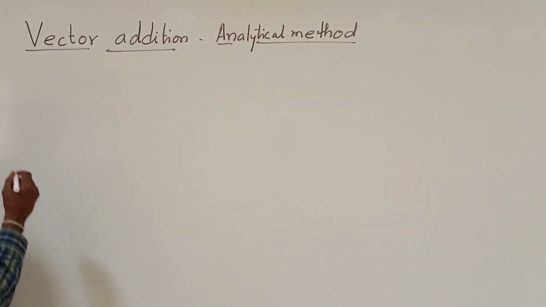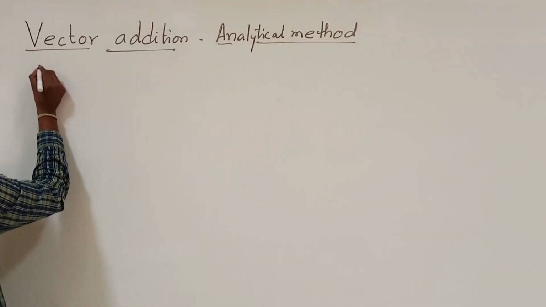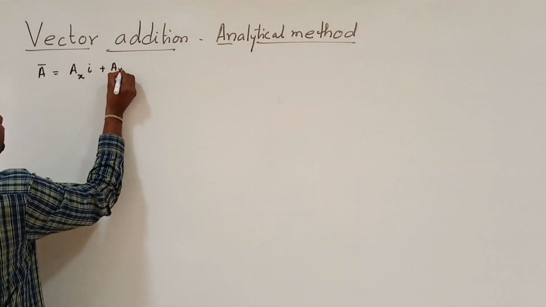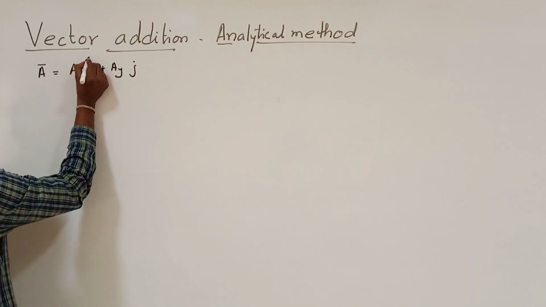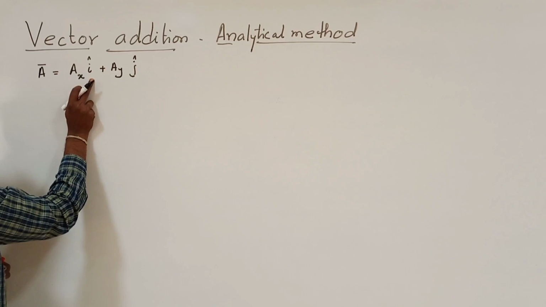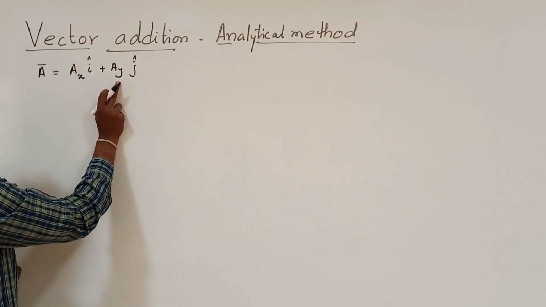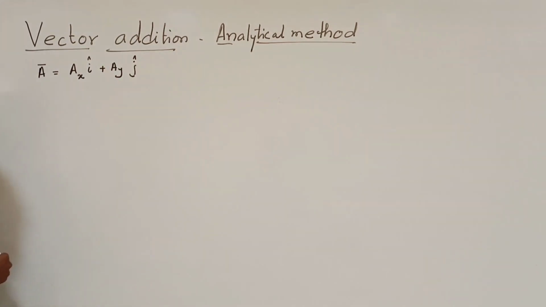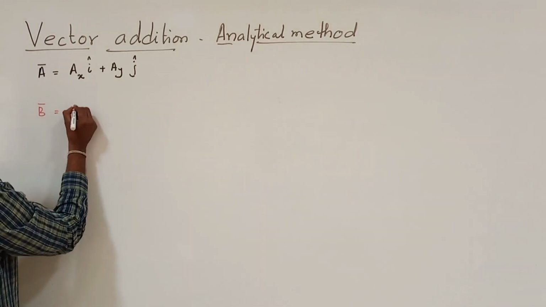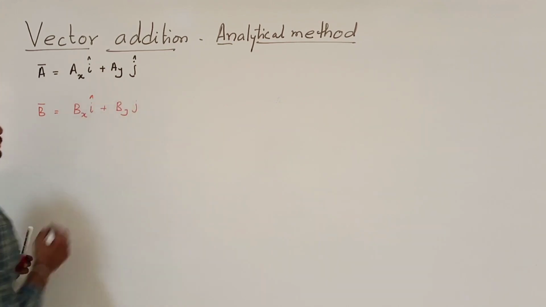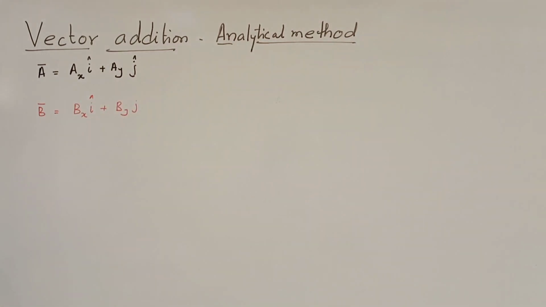Let's say a simple vector A, which can be written as Ax i plus Ay j, of course i cap, j cap. The component magnitude of Ax is along the x direction, and the component of vector A along the y direction is Ay. And B vector is Bx i plus By j. Now, how to add the vectors?